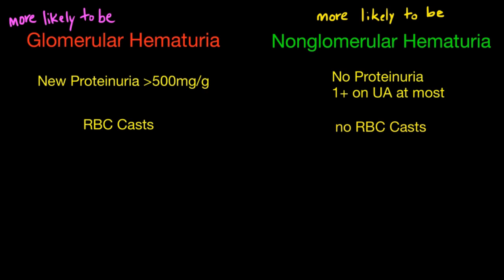And then on microscopy, you'll see these little cylinders of red blood cells stuck together inside that proteinaceous matrix. So very, very specific for glomerular hematuria. Non-glomerular hematuria will not have red blood cell casts.